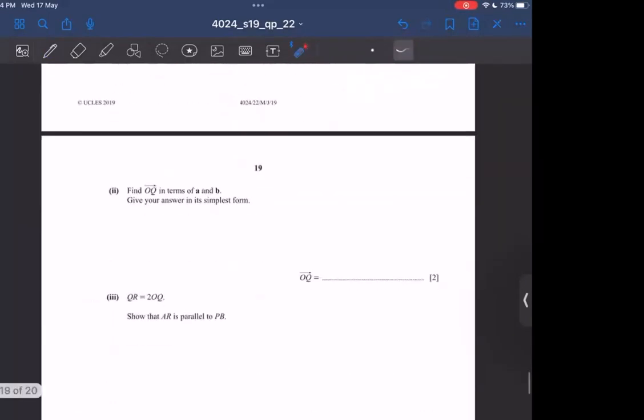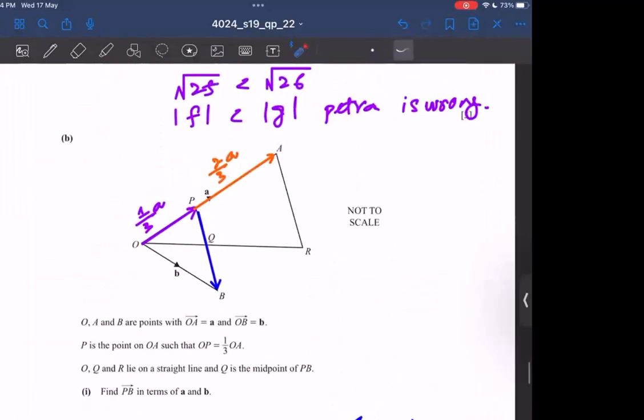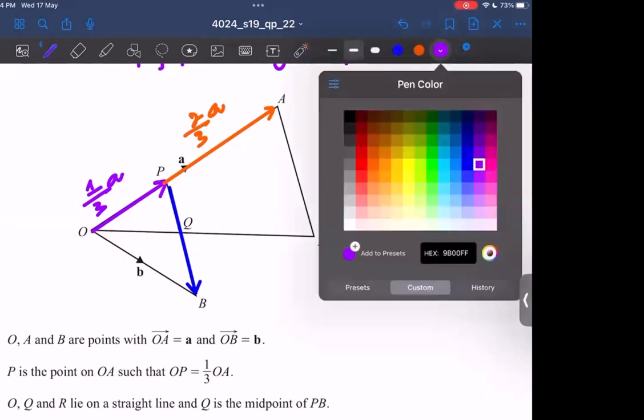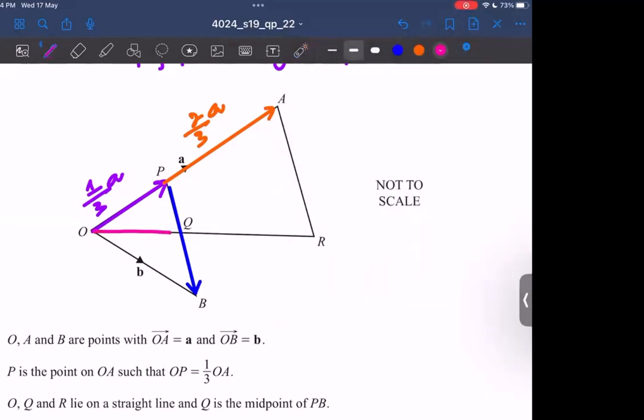Then it says find OQ in terms of A and B. Give your answer in the simplest form. OQ. What is OQ? OQ is over here, right? Since you want to find the OQ vector, it can be found with the help of O to P, P to Q. So what is the value of P to Q? PQ is basically half of PB vector because Q is the midpoint of PB.